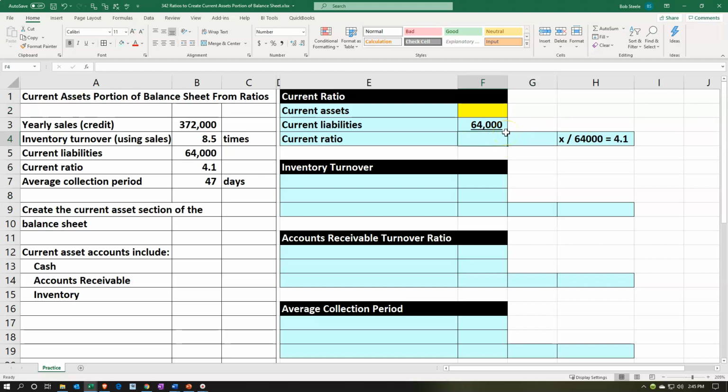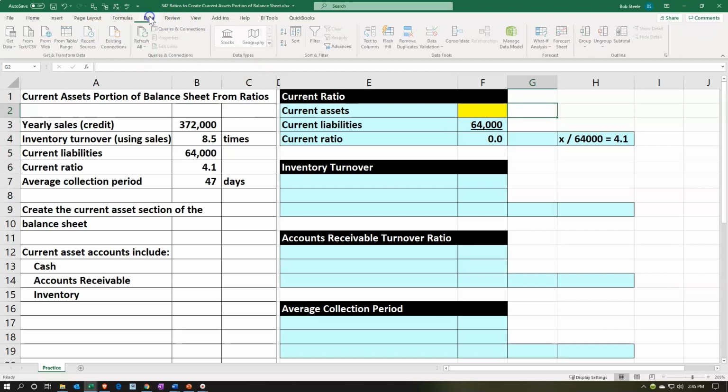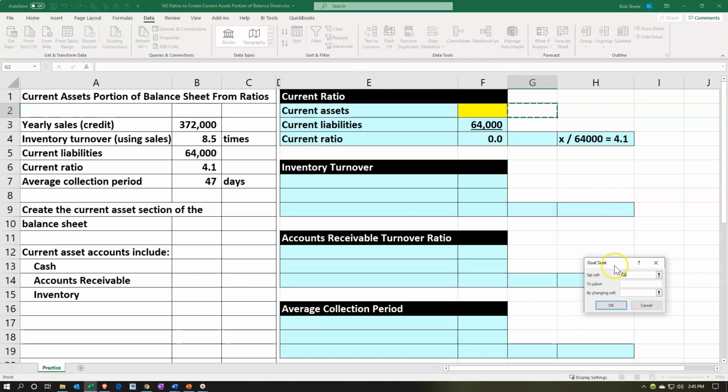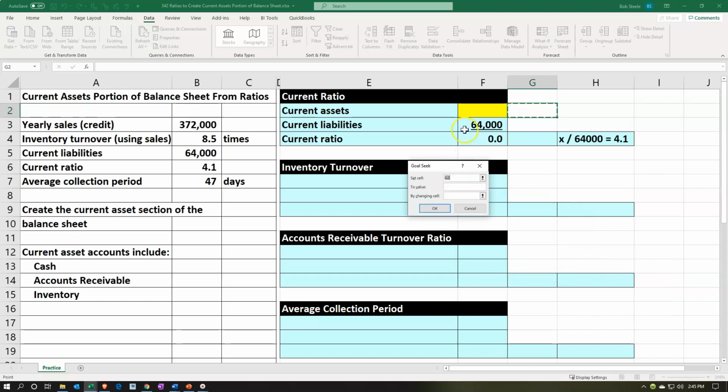To do that, I'm going to delete this. I'm going to say this equals this number, the unknown, divided by this number. So that's 0. We're going to use the goal seek now. We're going to go Data tab up top, then What-If Analysis, then Goal Seek. Within the goal seek, we want to set this cell to be what we know it should be, 4.1, and we want to do it by changing this cell. So change the yellow cell to set the current ratio to 4.1. And then it'll do it with basically trial and error.